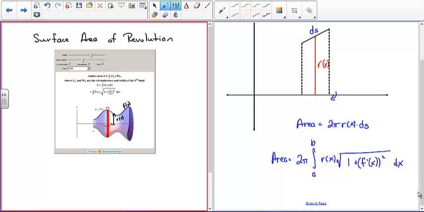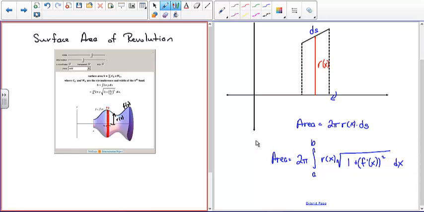So the only thing that's different is we add 2 pi, which is easy because that's a constant, and we have to figure out what the radius is. And a lot of times the radius is the function. So r of x and the function are the same thing. So you take the derivative of the function inside here, and you multiply the whole thing by the function. And then you end up with an integral, which again tends to be a lot of times very complicated.